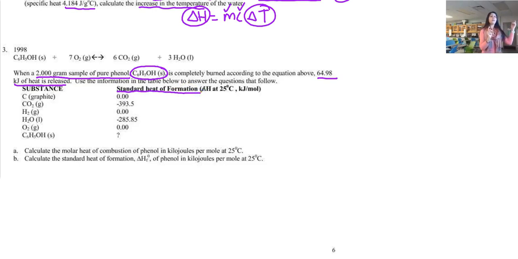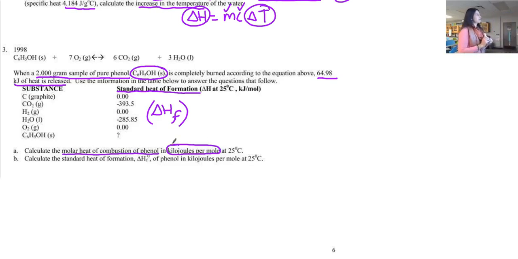In that other problem, we were given the delta H of combustion. So now these are actually delta HF values. So that little like cursive F. And so if you were to do products minus reactants, then you could use all of these values, for example. So the first question says, calculate the molar heat of combustion of phenol in kilojoules per mole at 25 degrees Celsius. Okay, wait a second here.